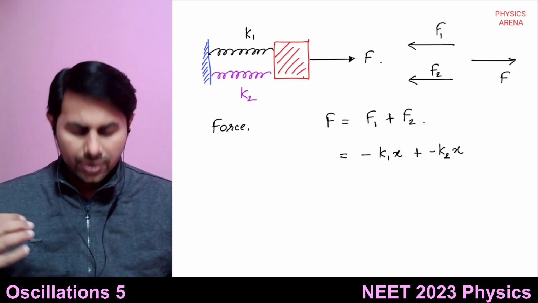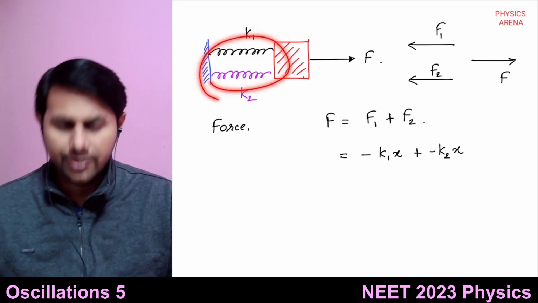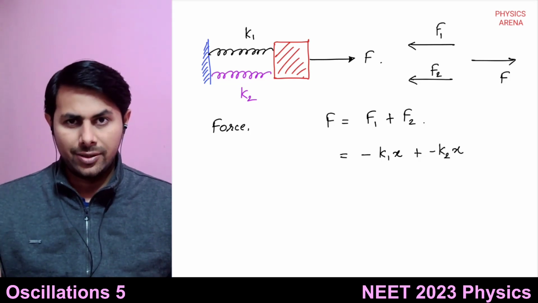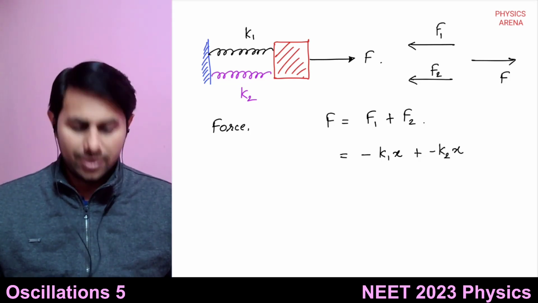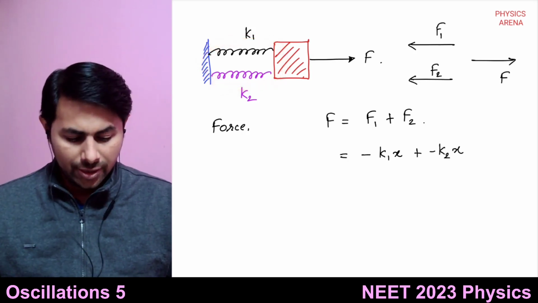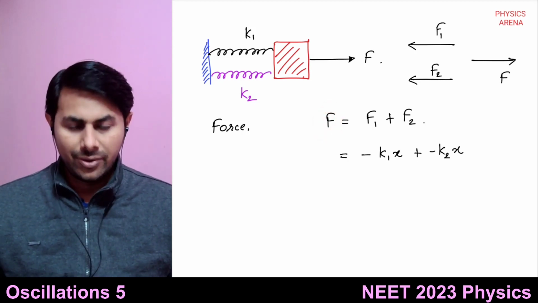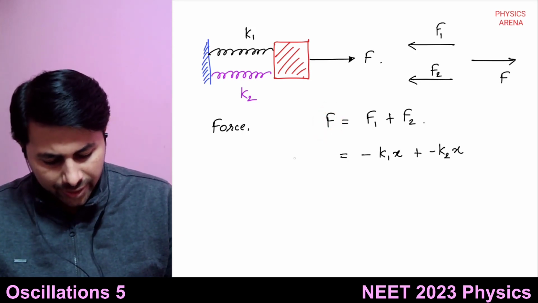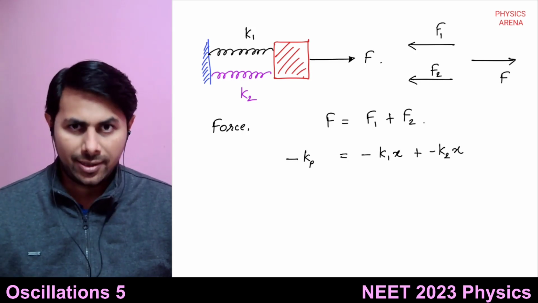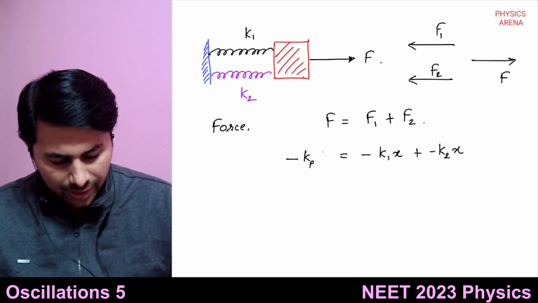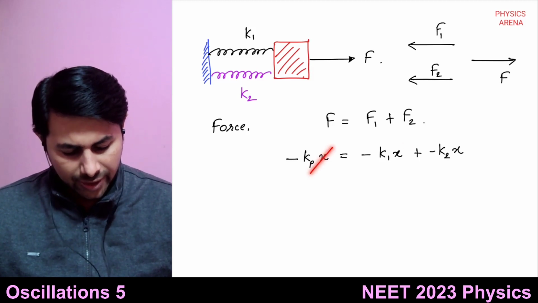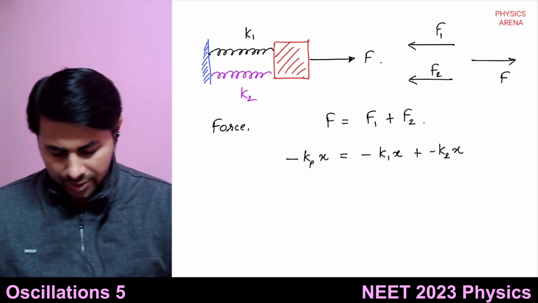And now let's suppose these two springs, the parallel combination of two springs, is equivalent to one spring. Then the net restoring force due to that one spring will have this much magnitude F, and that can be written as minus K, let's call it K suffix P, P for parallel, multiplied by X. So now you can cancel out X here. So what do you get?